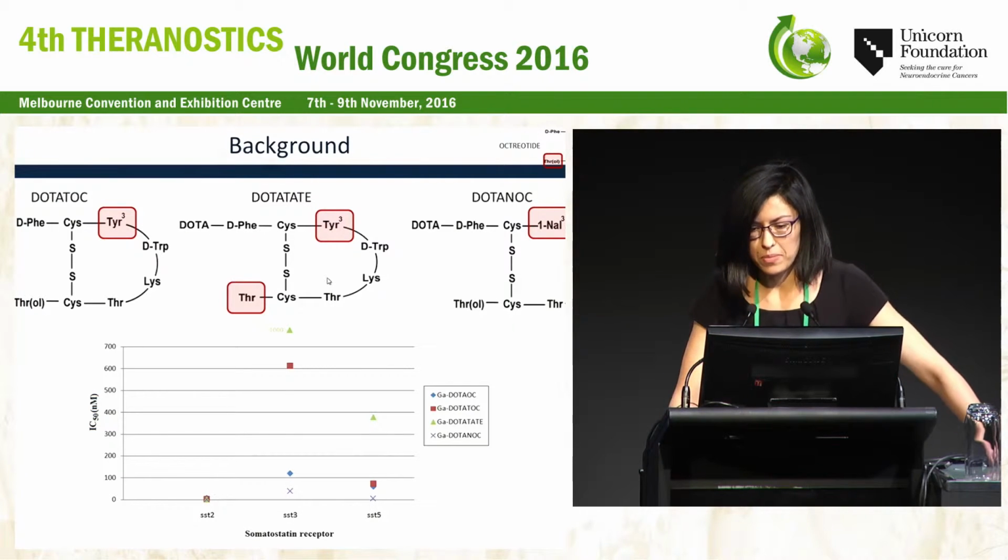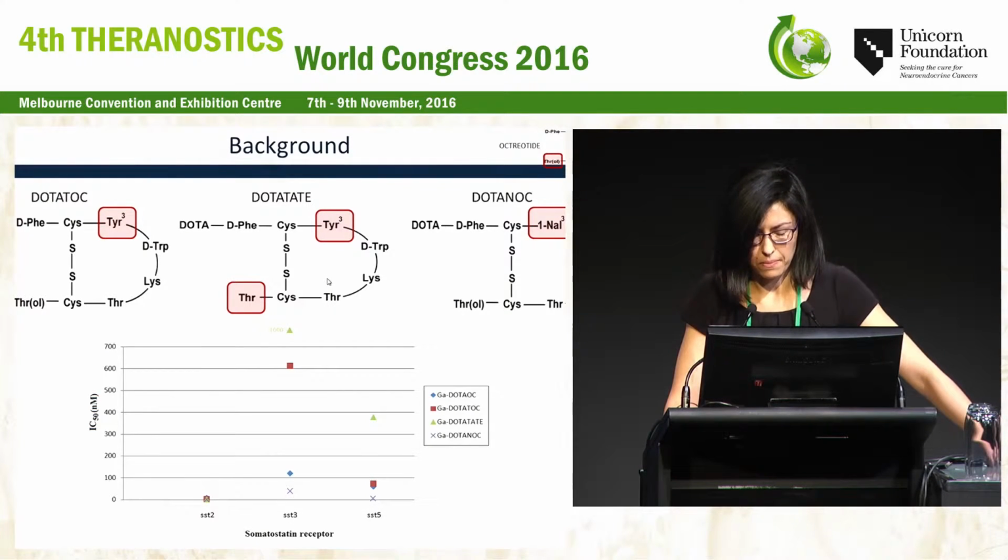The advantage of peptides with a broad affinity profile is to increase the targeting of tumors which express several subtypes of somatostatin receptors. That's why we are particularly interested in these NOC peptides.